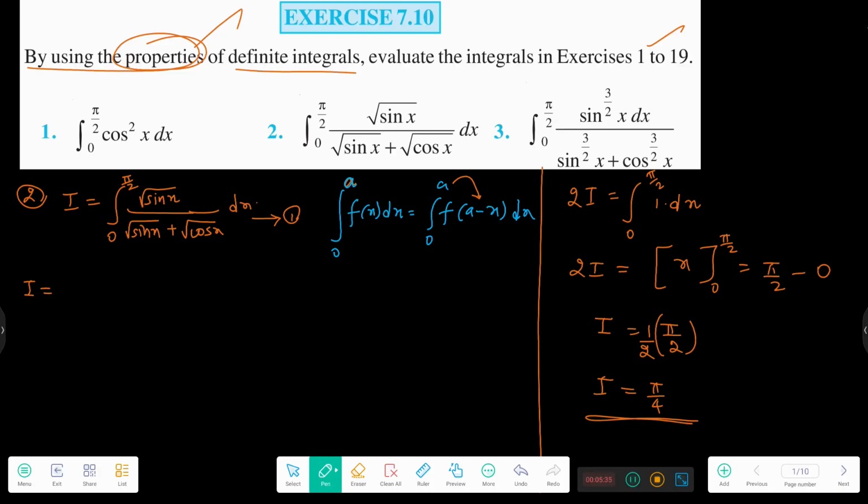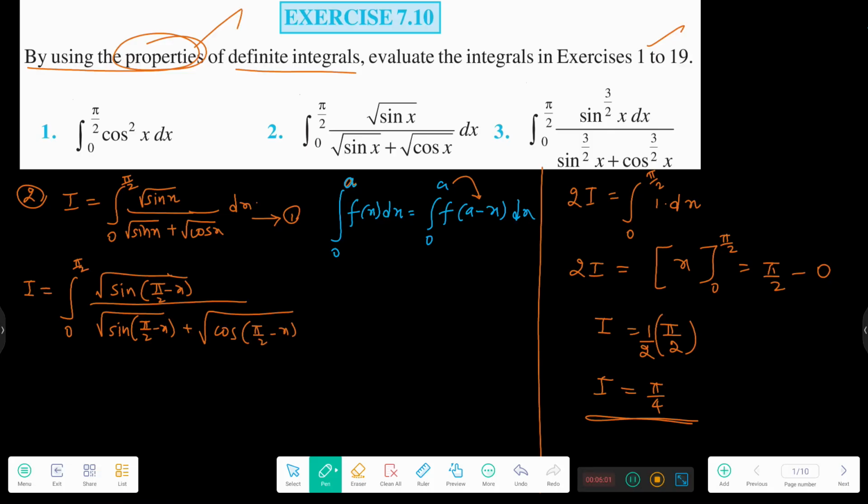Now let me apply the property. So integral 0 to pi by 2 of square root of sine, instead of x what do we have to mention? Pi by 2 minus x. So that is pi by 2 minus x. In the same manner in the denominator also, sine of pi by 2 minus x plus again square root of cos of pi by 2 minus x dx. Children, here the property.